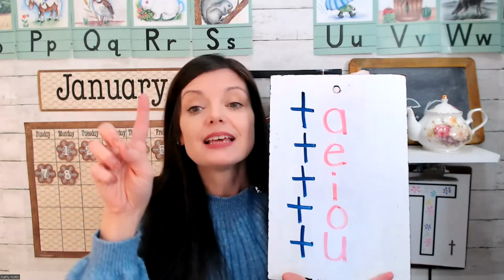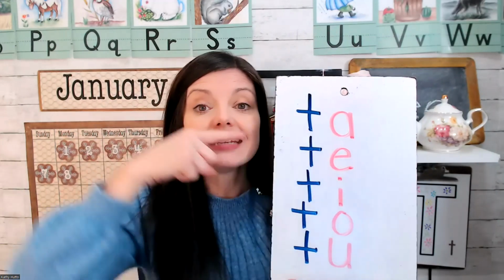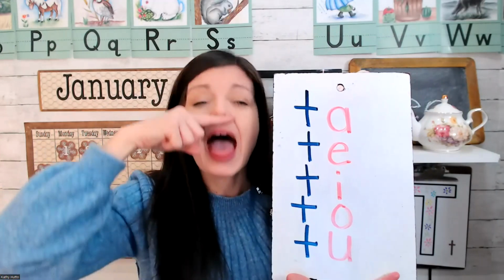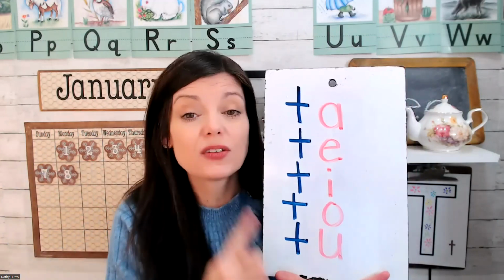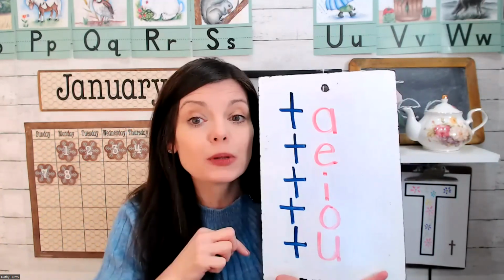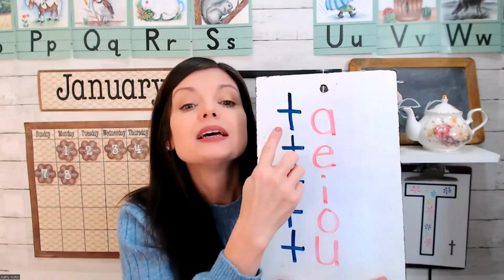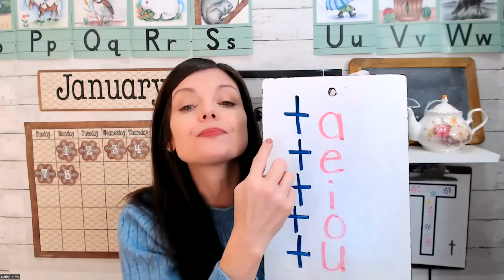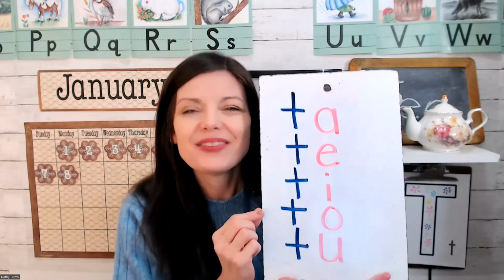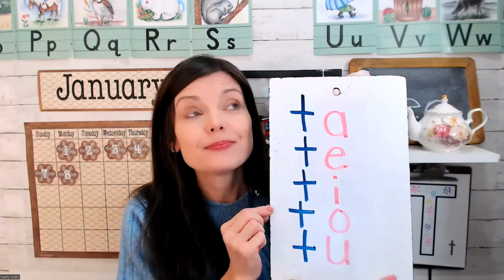T says t, t, t, and A says a, a, a. If you're not sure what the vowels sound like, go back and watch the Vowel People video. The link is below to review those sounds. T, a, ta. Ta. Very good. Ta. Like tap.